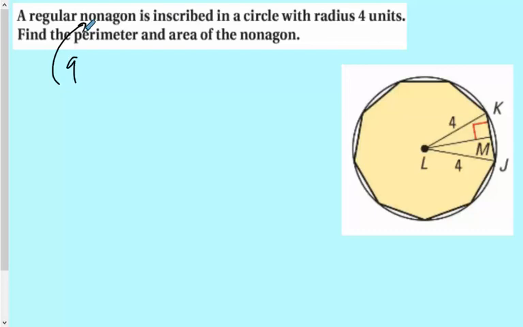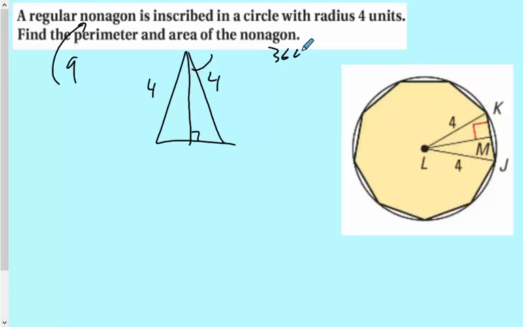So let's first find, I'm going to draw, I always draw just one of these triangles out, so 4 and 4. They don't give us much information here. So this means we're going to have to use trigonometry. So what I'm going to do is find a central angle here. So 360 divided by 9 is 40, divided by 2 is 20. So this angle right here is 20.